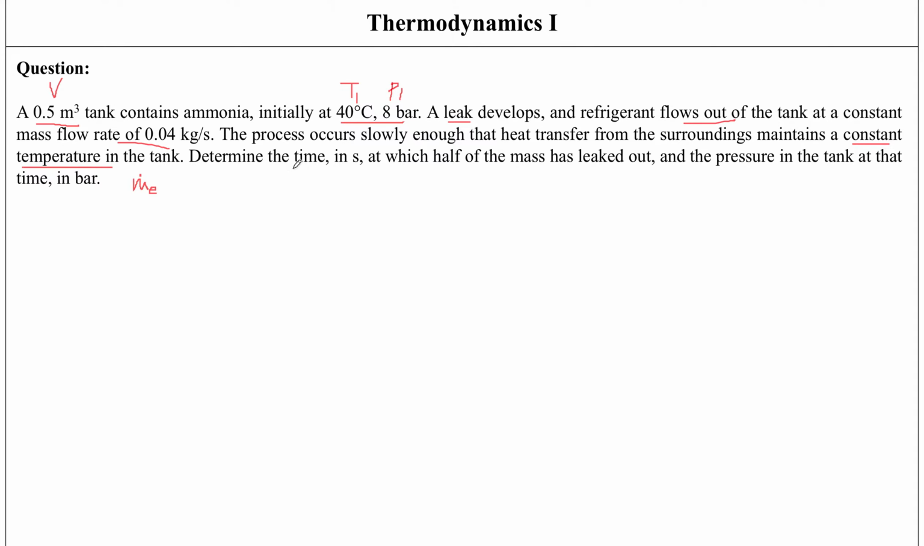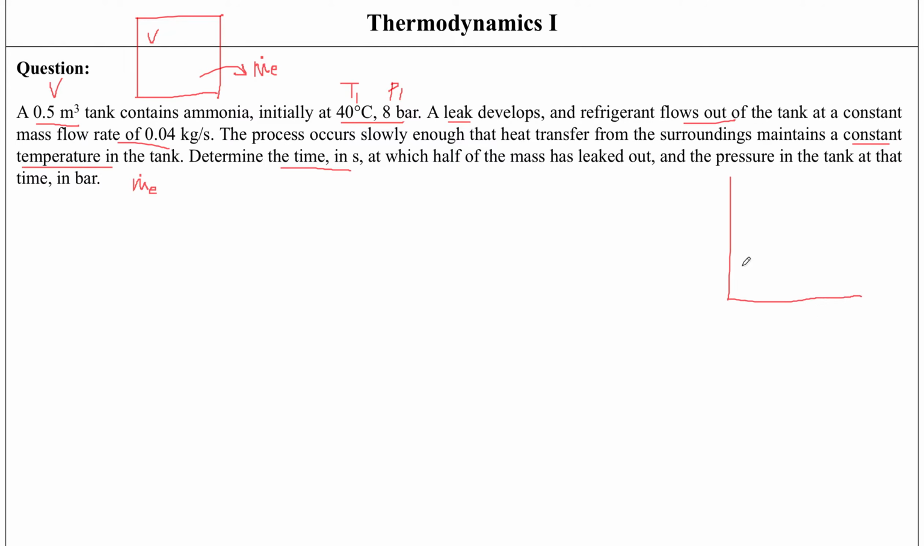And what you need to find out is the time in which half of the mass, so half of the ammonia, has leaked out, and the pressure in the tank at that time. So you've got a tank, and this tank has got ammonia in it, you've got volume given to you, and then some kind of leak is developed, so you've got mass flowing out of the tank, and you've got the mass flow rate given to you as well.